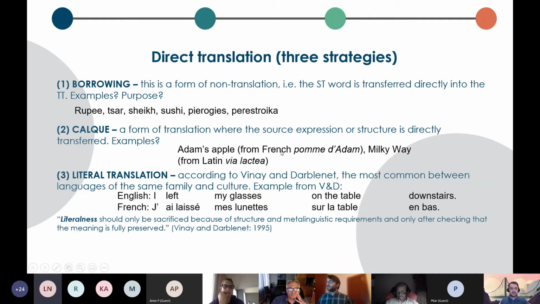Then we have literal translation. This is what Vinay and Darbelnet say is basically the most common way of translating. The example is, you see, the English is here and it's the same as the French. However, literal translation does not work with a lot of languages that have completely different syntax. This is also used as a criticism of Vinay and Darbelnet's strategies: it works well for French and English, but it doesn't necessarily work well for French and Chinese, because there are different considerations there.